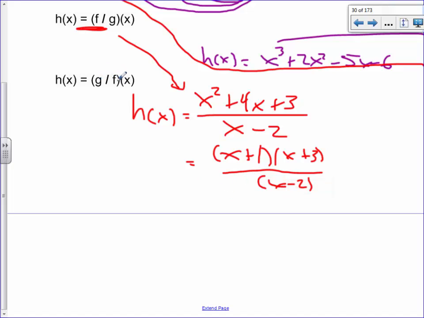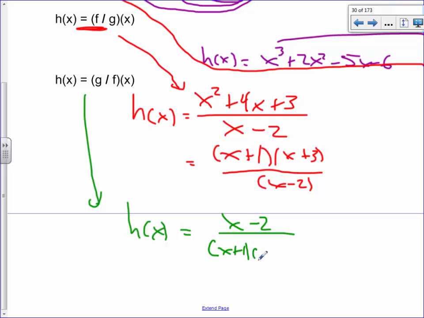What if you do g over f? Yeah, just switch it around. In this one right here, your h of x graph looks like x minus 2 over top of the x plus 1 and the x plus 3.